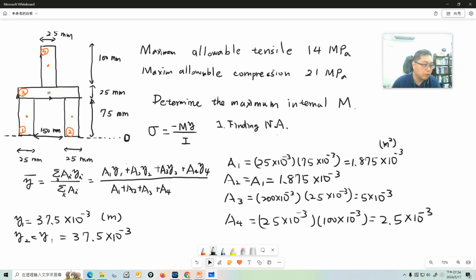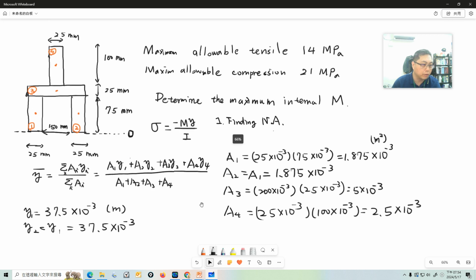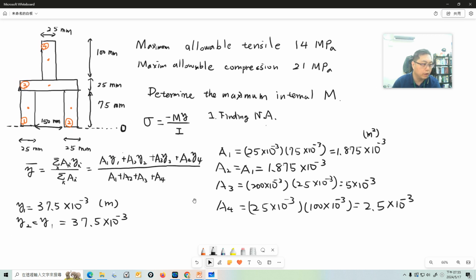And what's the distance here? It's 25 divided by 2. So be careful. You have to be really careful for such a calculation. Y3 is 75 millimeter plus 25 divided by 2, times 10 to the power minus 3. So what's the value of this? It's 87.5 times 10 to the power minus 3 meter.